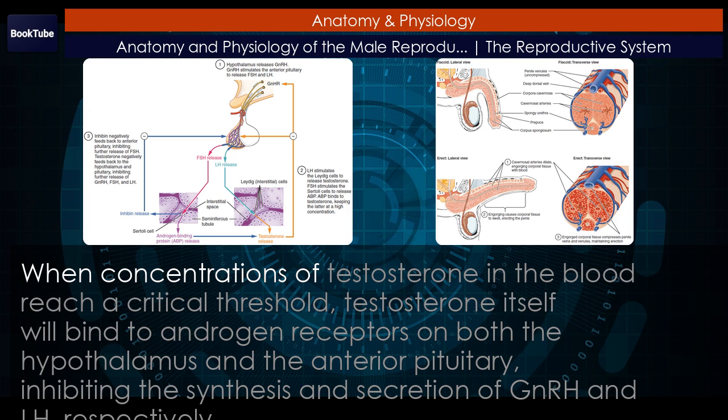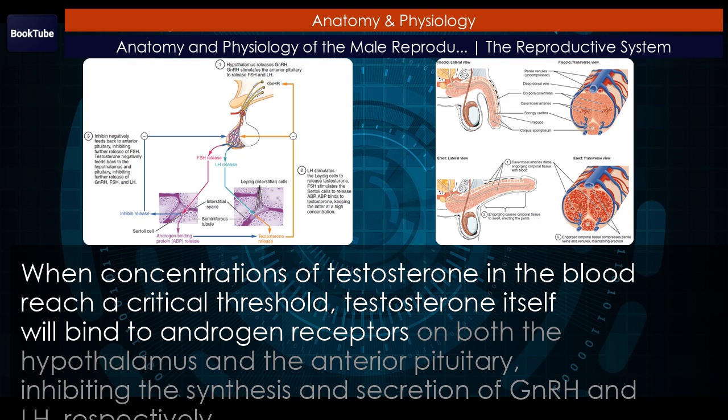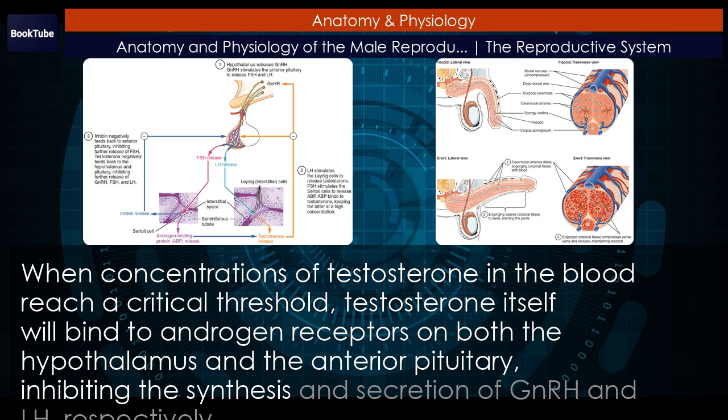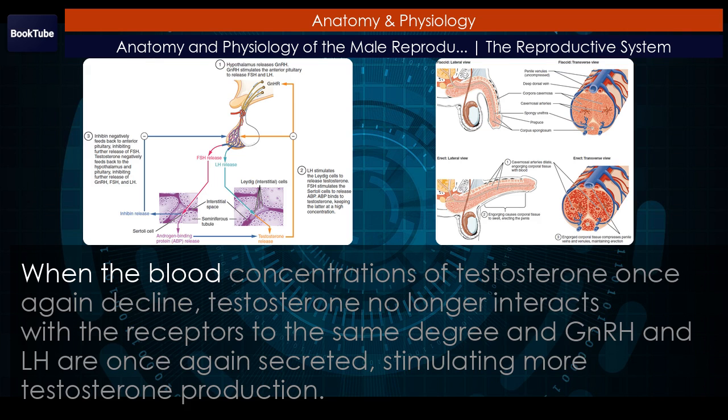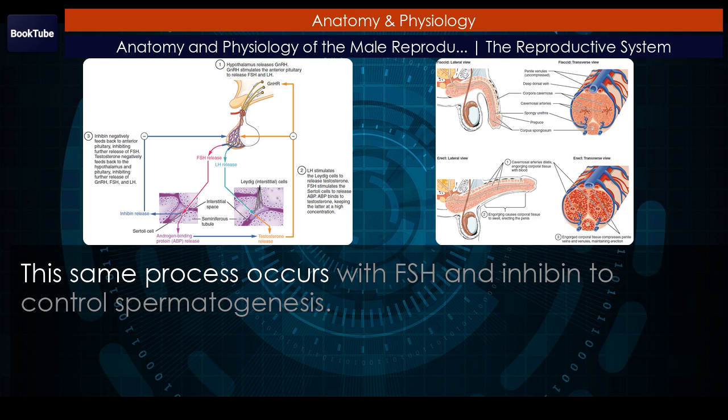When concentrations of testosterone in the blood reach a critical threshold, testosterone itself will bind to androgen receptors on both the hypothalamus and the anterior pituitary, inhibiting the synthesis and secretion of GnRH and LH, respectively. When the blood concentrations of testosterone once again decline, testosterone no longer interacts with the receptors to the same degree and GnRH and LH are once again secreted, stimulating more testosterone production. This same process occurs with FSH and inhibin to control spermatogenesis.